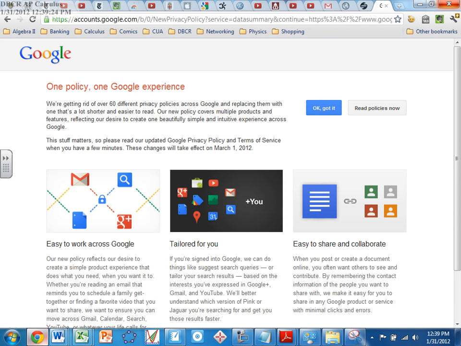Okay. One policy, one Google experience. What they're trying to do is put all the Google products into one Google thing and one privacy policy. Oh, cool. So it makes it easier, actually. It's actually a good thing that they're doing. I know a lot of people are complaining about it. I watched like a 30-minute video the other day about this. It was really good. Wow.